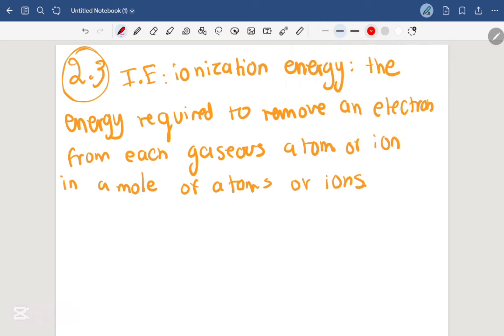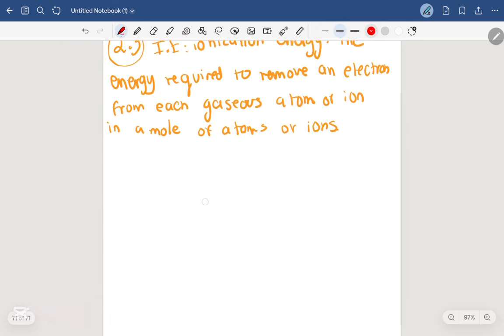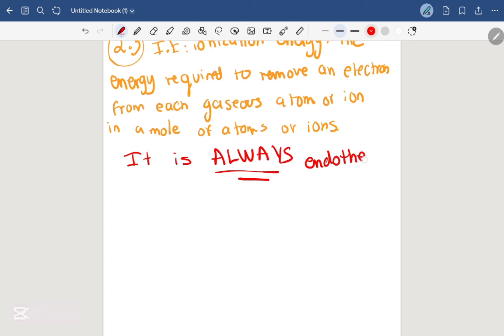Now let us start with the ionization energy. The thing we know about ionization energy is that it is always, emphasis on the always, endothermic. And because it is always endothermic, what does it mean? This means that it requires energy. So in order to remove an electron, we require energy.